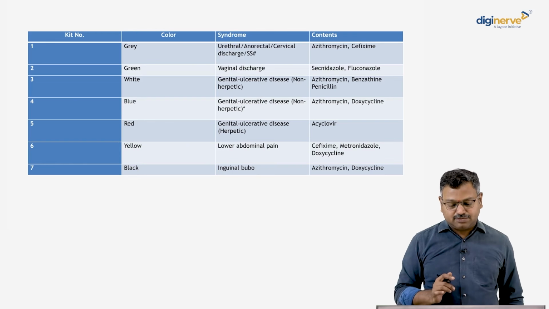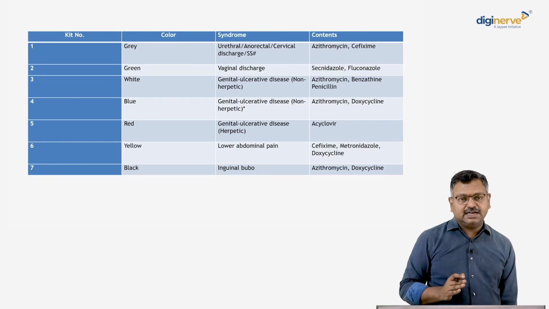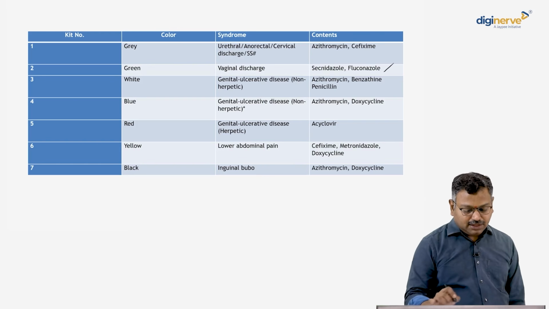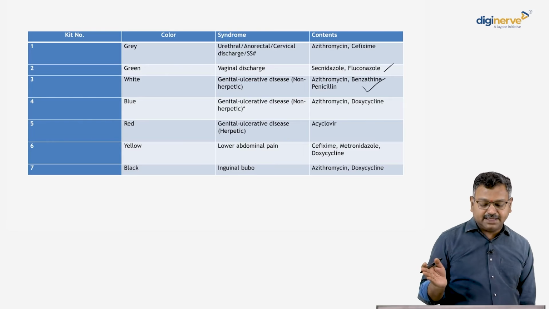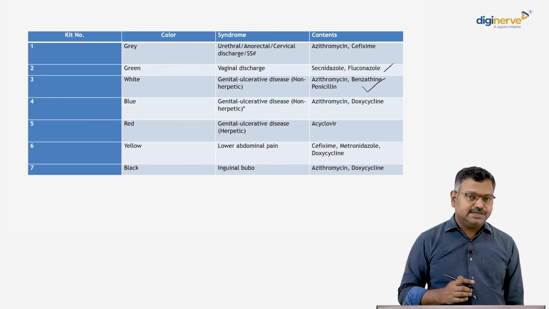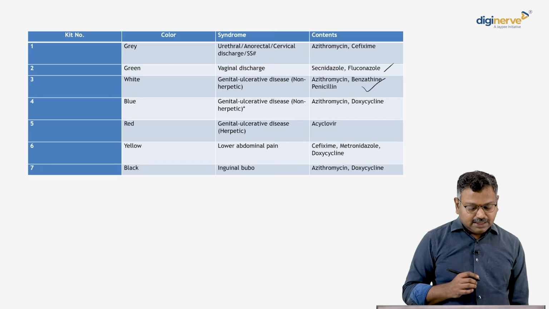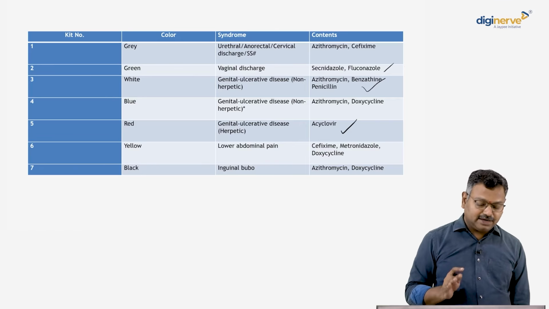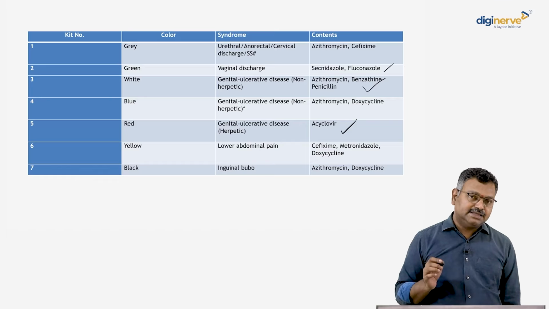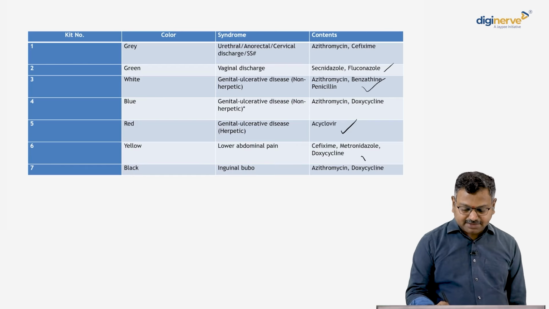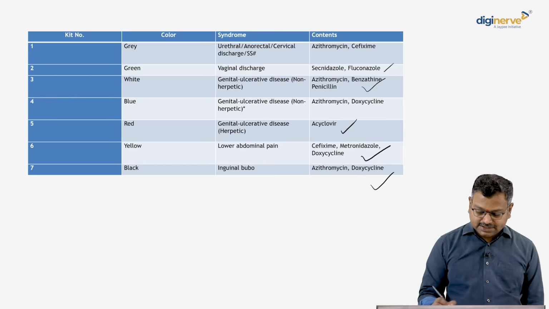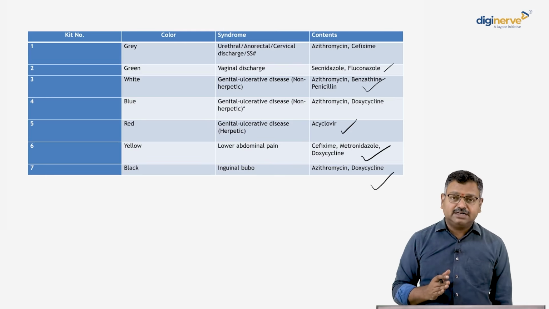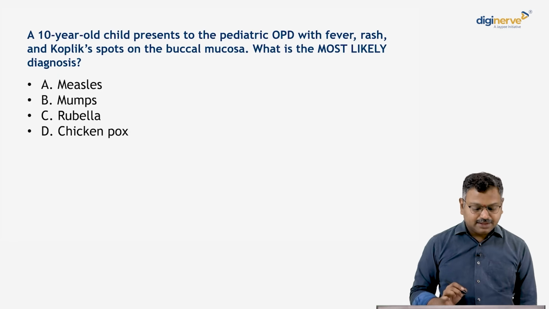If it is grey, it is azithromycin, cefixime. Green, it is vaginal discharge, so secnidazole and fluconazole. White, it is genital ulcerative disease, azithromycin, benzathine penicillin, where syphilis is the primary concern. Blue, azithromycin, doxycycline, this is non-gonococcal. Red, it's acyclovir for herpes. Lower abdominal pain, it is salpingitis, oophoritis, cefixime, metronidazole, doxycycline, and bubo, azithromycin and doxycycline. So these are the 7 categories that you have under the STI program color coding.